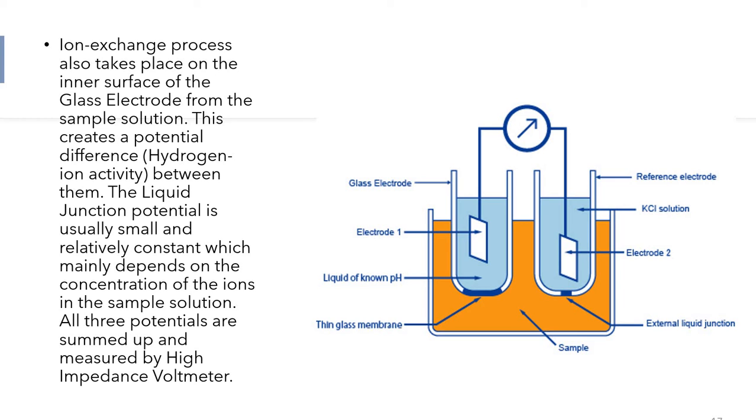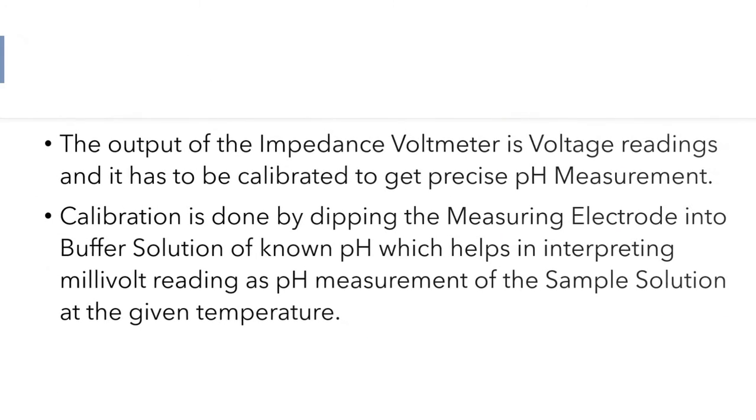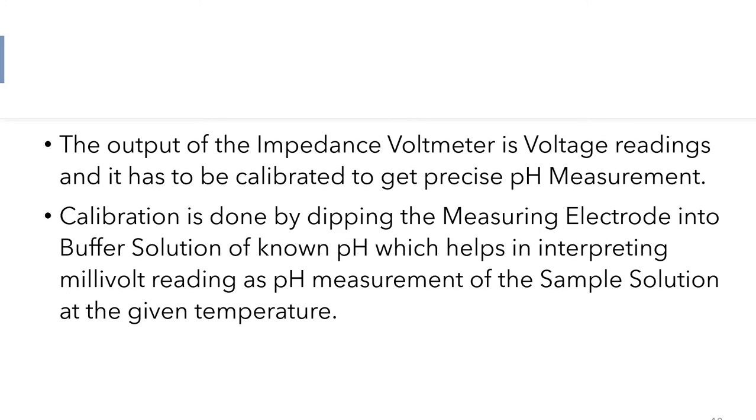The liquid junction potential is usually small and relatively constant, which mainly depends on the concentration of the ions in the sample solution. All three potentials are summed up and measured by a high impedance voltmeter. The output of the impedance voltmeter is voltage readings, and it has to be calibrated to get precise pH measurement. Calibration is done by dipping the measuring electrode into buffer solution of known pH, which helps in interpreting millivolt reading as pH measurement of the sample solution at the given temperature.